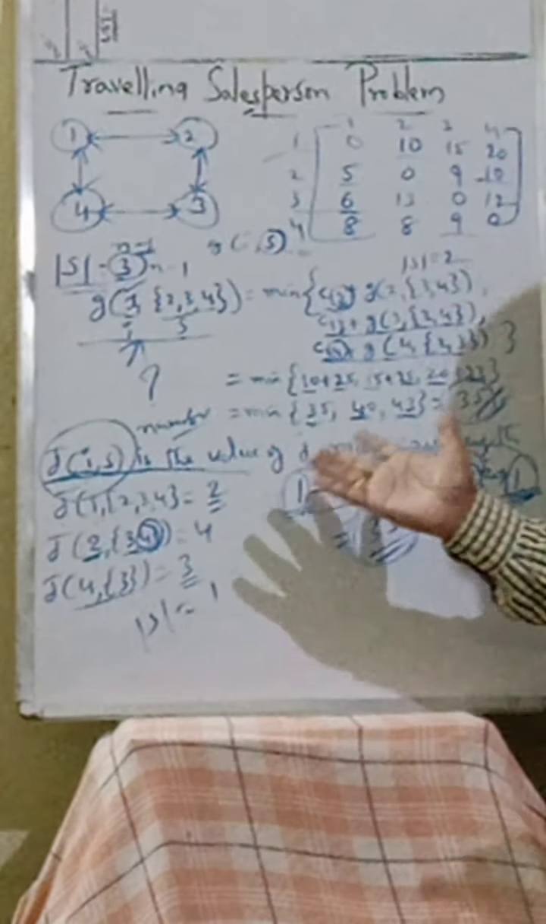So like this, we can calculate the optimal path cost using the traveling salesperson problem for any given graph.